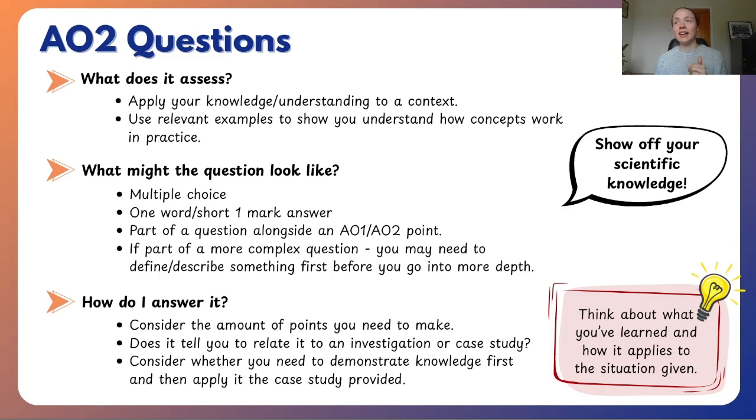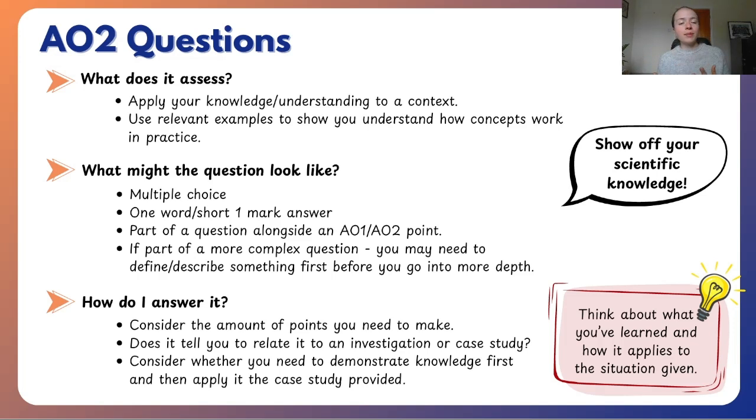So a question, again, might be multiple choice. In fact, all of these, AO1, AO2, AO3, they could all be multiple choice. One word or short 1 mark answers can be possible with these, and we have some examples. There could be part of a question alongside an AO, that should say AO1 and AO3 points, sorry. So it could be embedded in a different type of question, and if it is part of a more complex question, you may need to define or explain or describe something first before you go into more depth or come to a conclusion, for example.